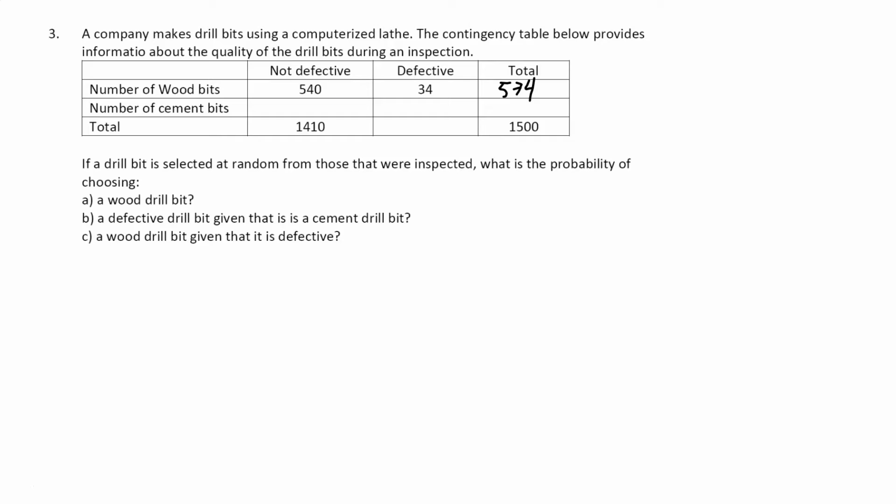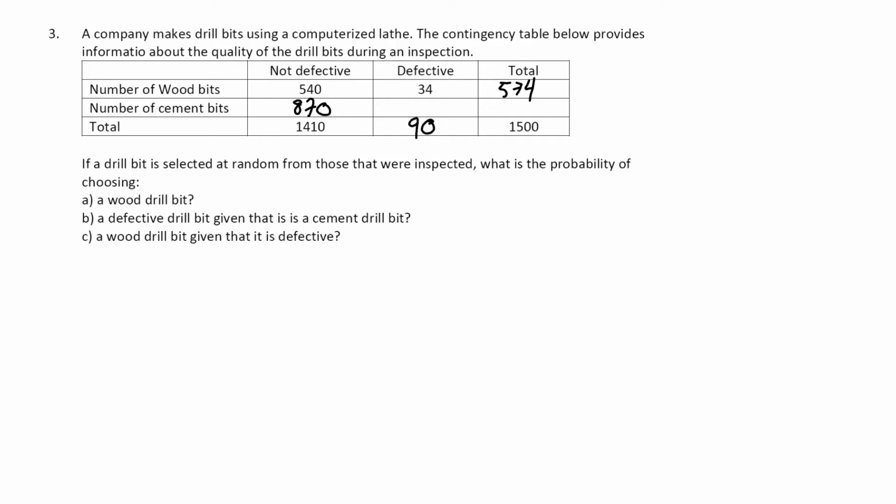Now we can also look at the not defective column. We've got 540, and we know the total has to be 1410. So we can do the math and come up with the missing figure there of 870. So 540 plus 870 gives us 1410. With the two numbers across the bottom, we know that the grand total of all the drill bits is going to be 1500. We've got 1410 here, so that means the piece of information for the defective bits is going to be 90.